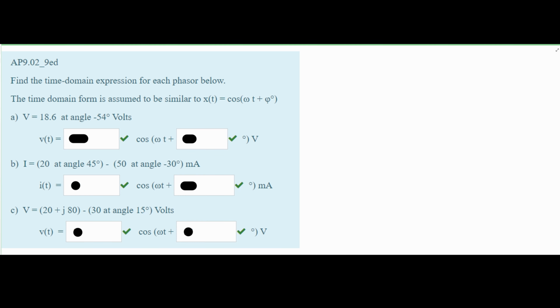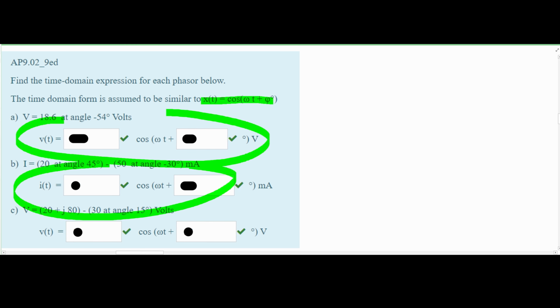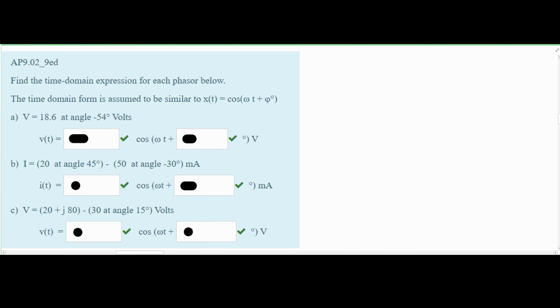In this problem, we're asked to find the time domain expression for each phasor below. The time domain form is assumed to be similar, and then we are given this equation right here. And this is how we're going to write it for all of our answers for A, B, and C. To start this off, we are going to look at A.